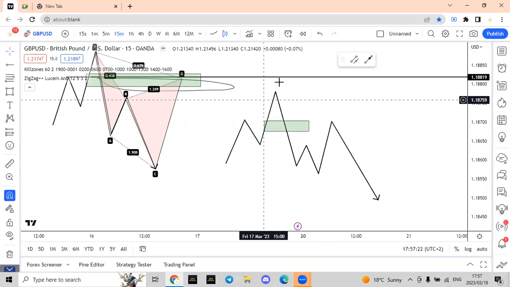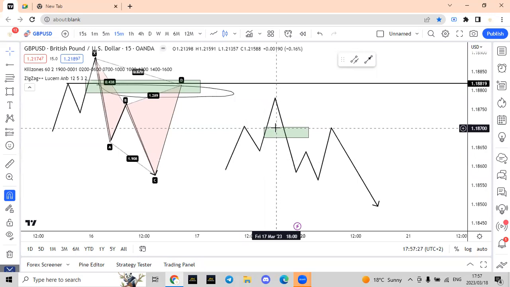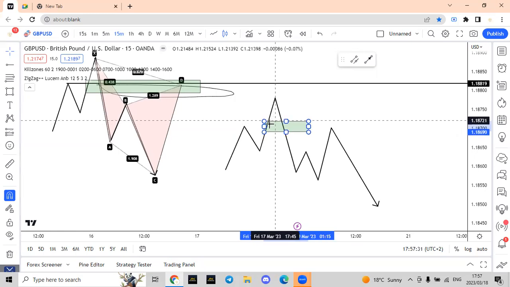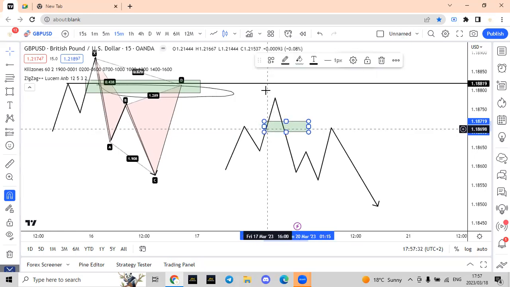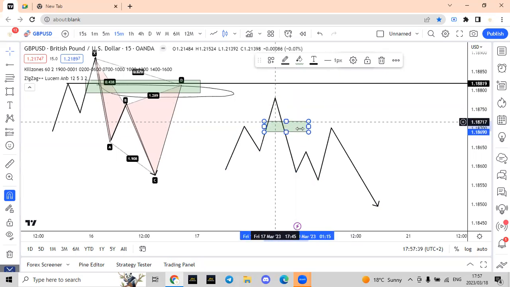So in terms of a bearish market like this, it will be a bearish candle before the order block. You understand? The bearish candle before the order block will be our breaker.